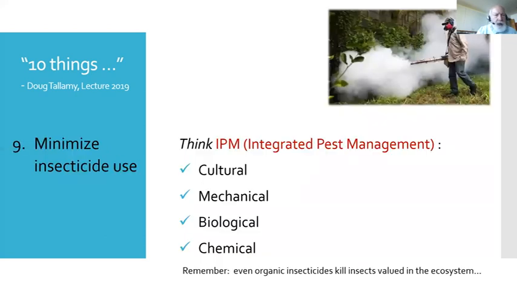That ties into number 9, minimize your insecticide use. Think IPM, integrated pest management. There are far better things to do than apply insecticides and pesticides, because even organic insecticides are going to kill some beneficial insects. Cultural methods, choosing the right kind of plants, mechanical methods in terms of weeding and hoeing, biological methods, just having a mixed environment.